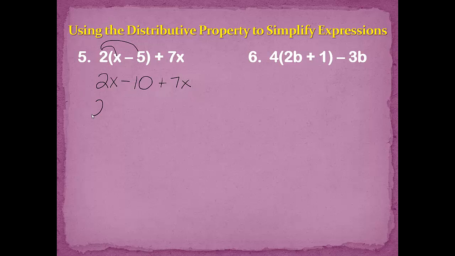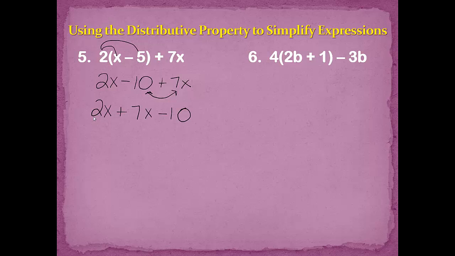So I have 2x, and then I can switch the order of these two. So I have 2x plus 7x minus 10. Notice that the sign that was in front moved with our number. So we had a plus in front of 7x. So when I moved it, that plus stayed in front. I had a minus in front of the 10. When I moved that, the minus stayed in front of the 10.